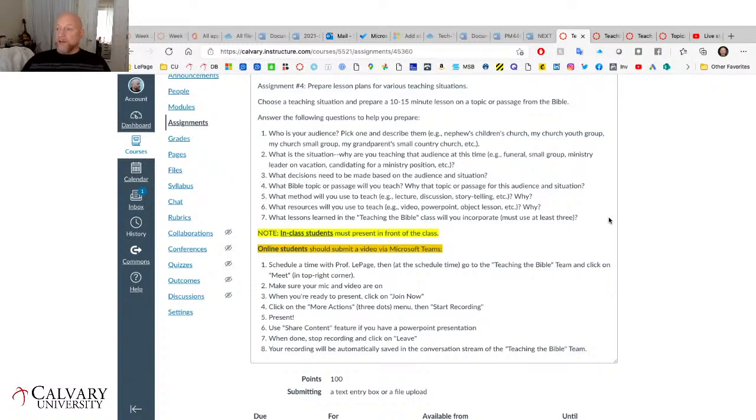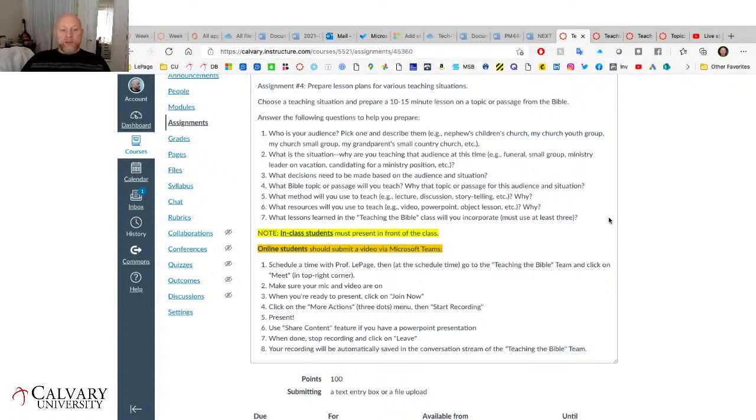One time on Easter, I brought in an urn, a thing that they cremate a human body in, and they turn a human body into ashes, and then they put it in an urn. And I brought one of those in as an object lesson on Easter Sunday morning. Long story, but be creative. Object lessons just work, maybe I'll talk about that more later. But what resources are you going to use to teach and why?